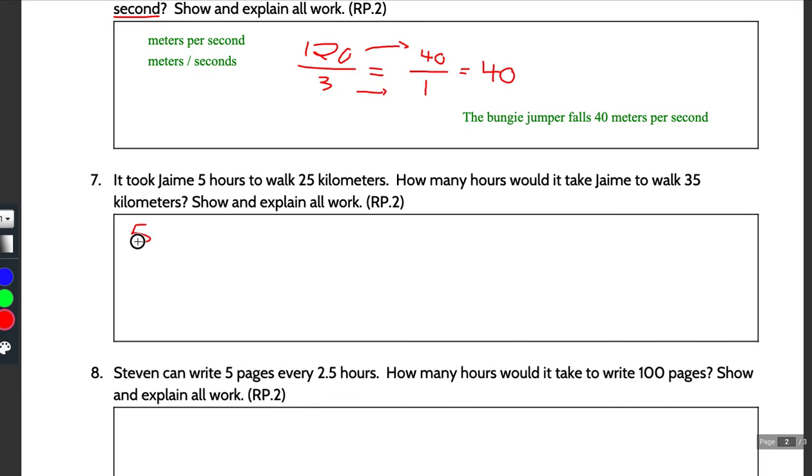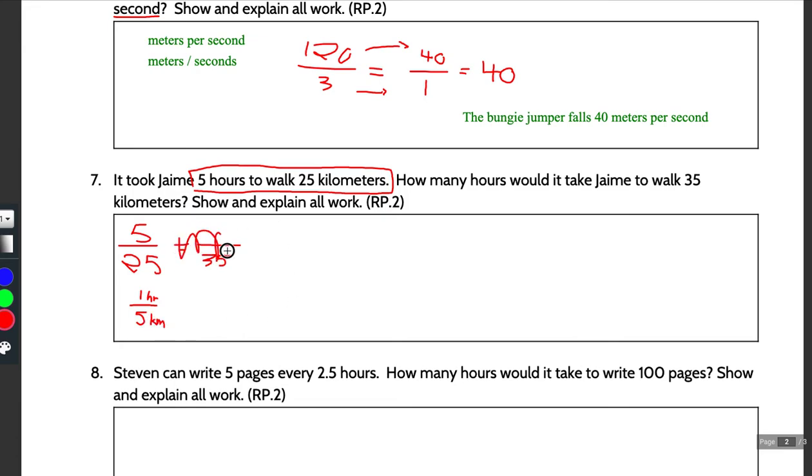You could set up a proportion first. You could say 5 over 25, or an equivalent fraction, equals, right, if you think back to just ratios, this is 5 hours to 25 kilometers, and we want some number of hours to 35. But what might be easier is just to take the 5 hours to 25 kilometers and simplify this. This would be 1 over 5, right? So this is 1 hour, and this would be 5 kilometers.